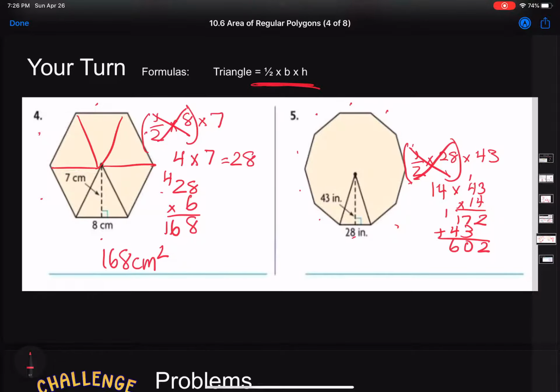So 602. So then you're going to take 602 times 10, because you have 10 triangles. Okay, now it's not hard to do. 602 times 1 is 602. And then add a 0 on the end. So your final answer is 6,020 inches squared.